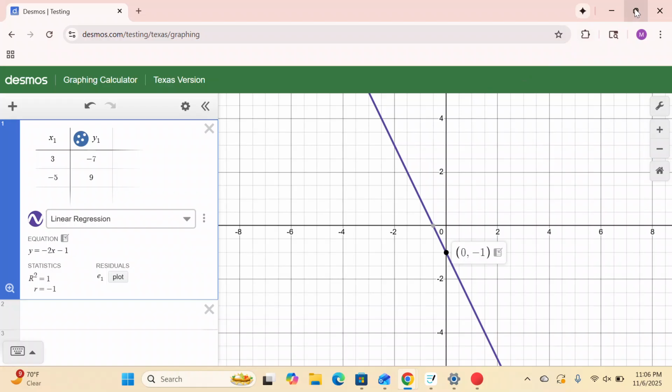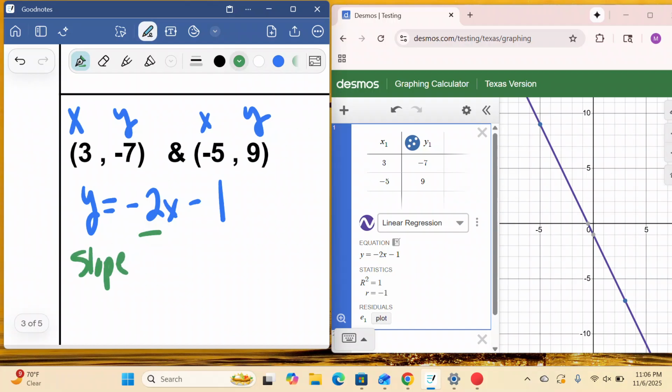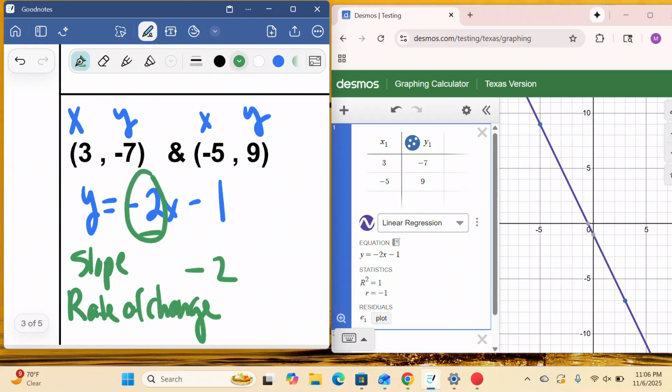So the first step to figure out this problem is myself putting it down. y equals negative 2x minus 1. Change colors. I want to find my slope or my rate of change. And so my slope and rate of change is this value right here. So that is my slope or my rate of change. It's going to be negative 2. I look at my line and it is a negative line going down. It's going down a mountain.